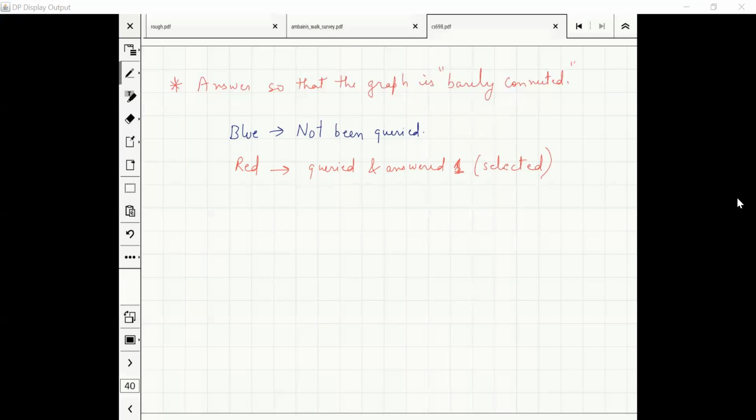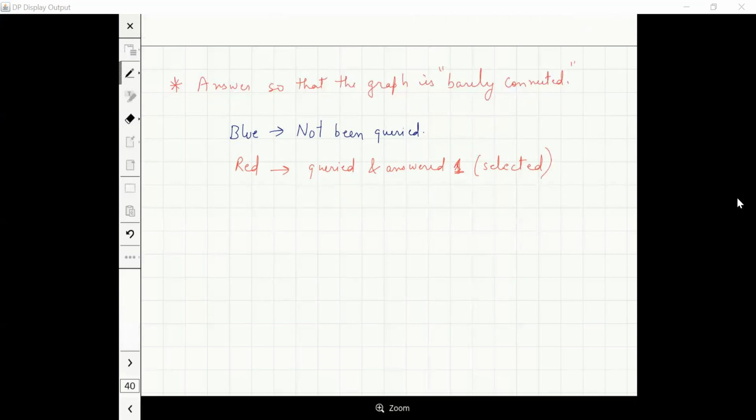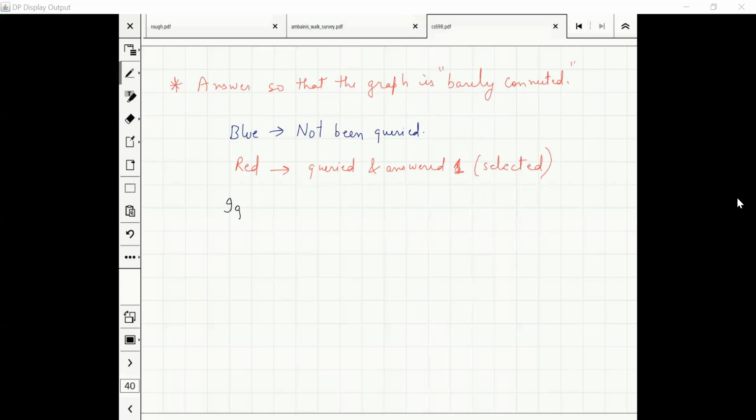At an intermediate stage, some of the edges I would have answered as 1. Those are red edges. Some of the edges I would not have picked. I would have answered them 0. Those I am ignoring. Correct? So let me just say this also: ignore the edges which were queried and answered 0. Those are ignored, and then we have blue and red, right?